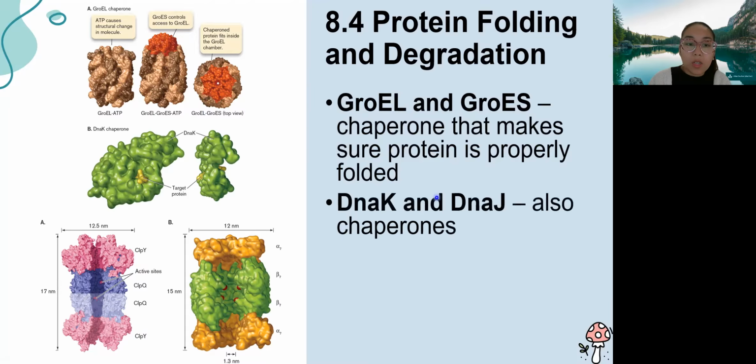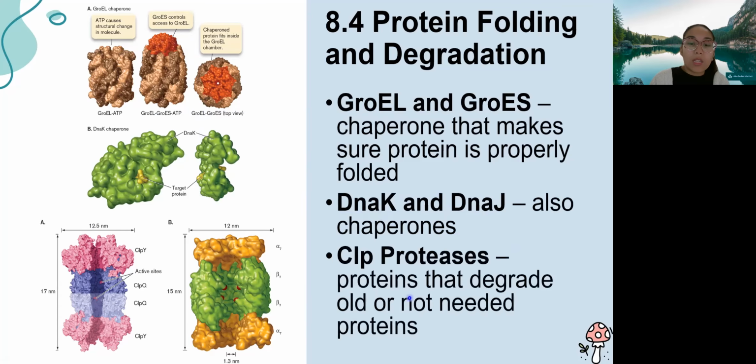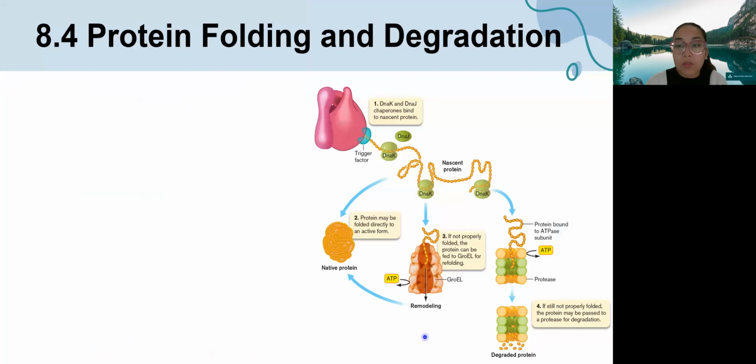There are two other proteins that are also chaperones, DnaK and DnaJ. They also help with folding a protein. And then finally, if we need to get rid of a protein, we have these Clp proteases. I like to think of it as "clip." Clip means to clip or to cut, right? These proteases basically cut and degrade the protein, especially if the protein is really old or is not needed anymore.